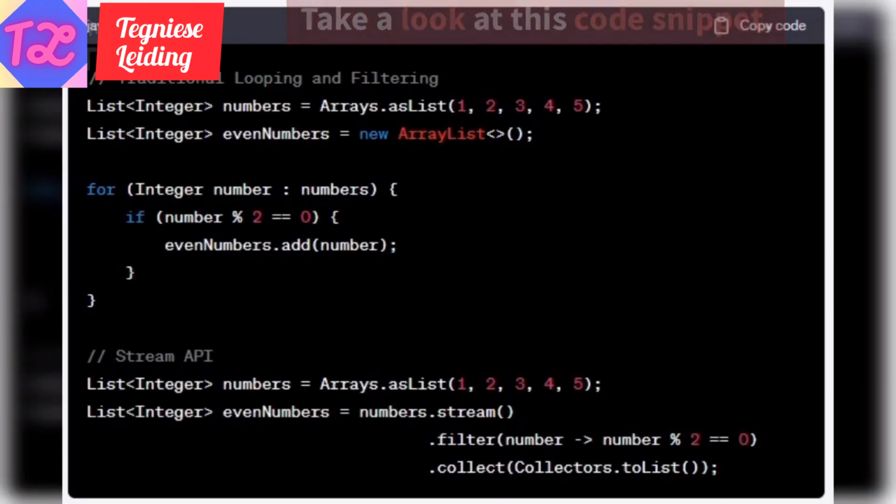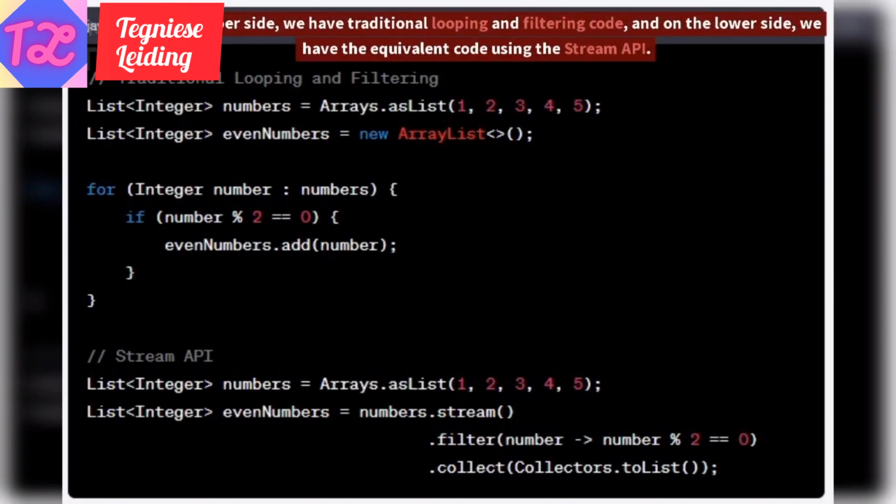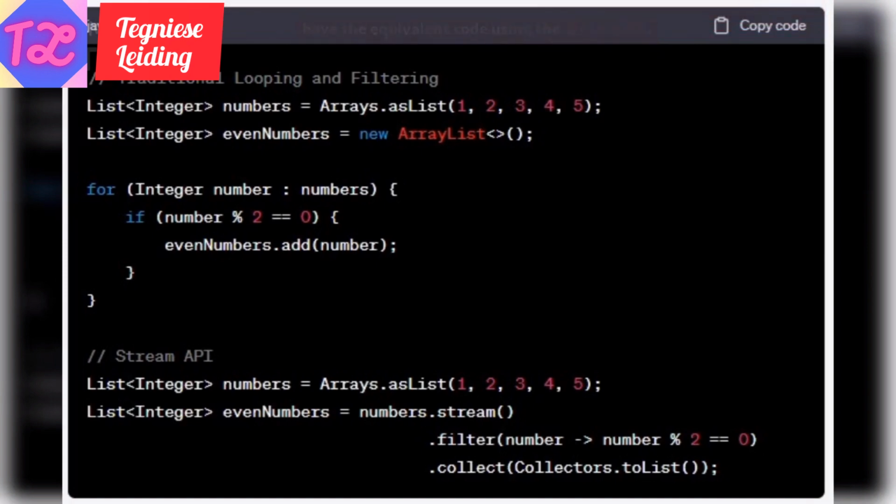Take a look at this code snippet. On the upper side, we have traditional looping and filtering code, and on the lower side, we have the equivalent code using the Stream API. As you can see, the Stream API code is more concise and easier to understand.